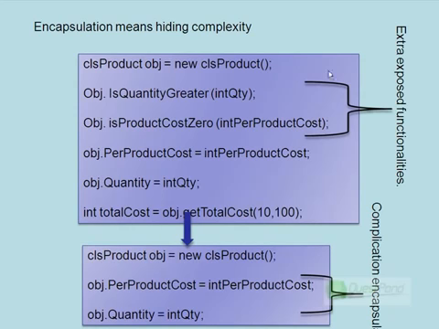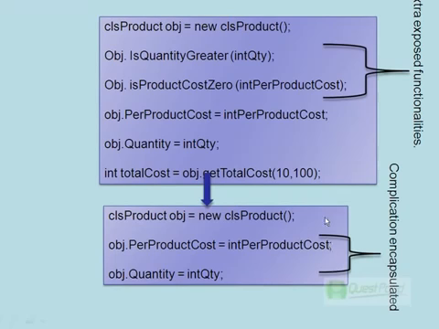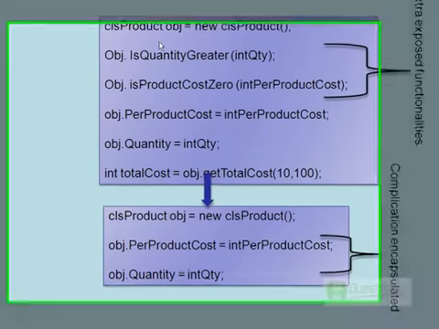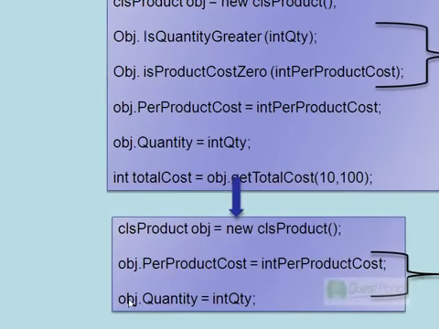Let's try to understand what we have gained by encapsulation. On your slide you can see that there are two code snippets. The top code snippet shows without encapsulation, and the bottom code snippet shows with encapsulation. You can clearly see that without encapsulation you need to interact with so many statements, while with encapsulation you need to interact with just 3 statements.